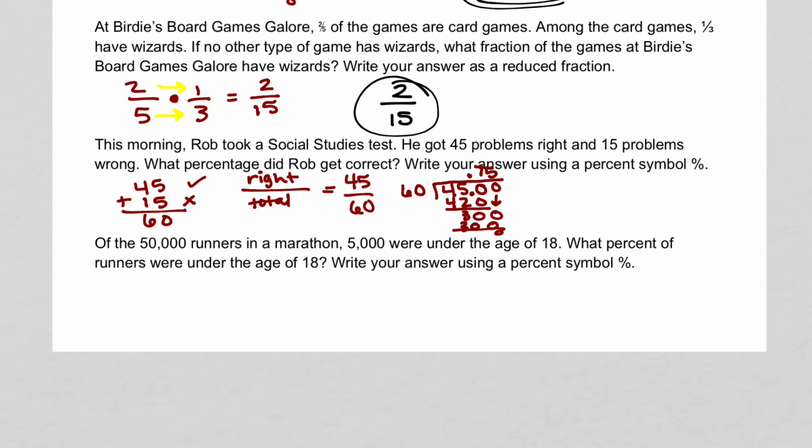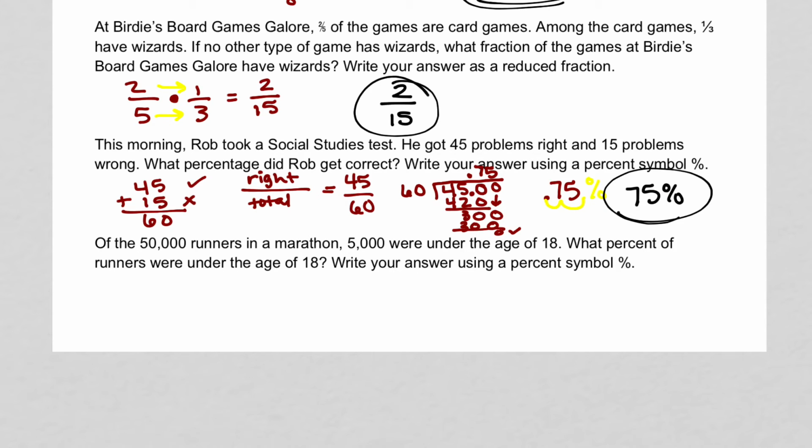60 goes into 300 exactly 5 times. There's no remainder, so I've got 0.75, and it tells us to write this as a percent. So I'm going to move the decimal 2 places and write the symbol. So the answer is 75% is Rob's grade on that test.